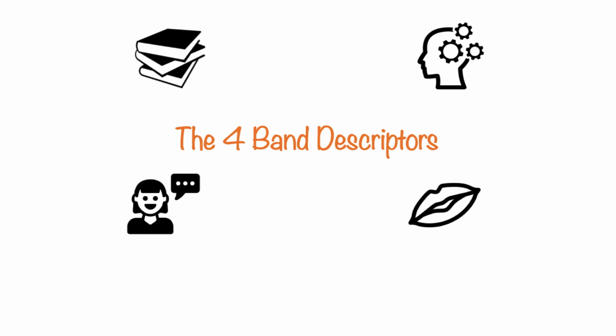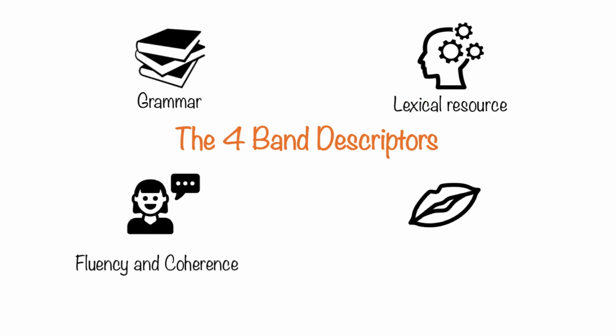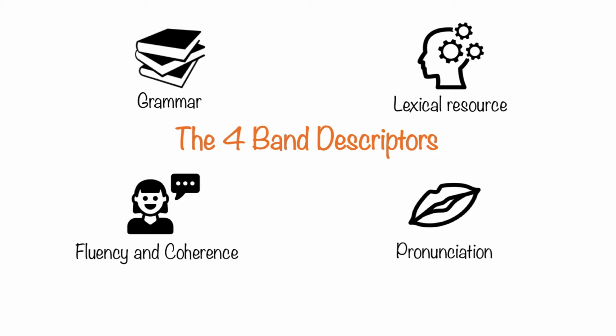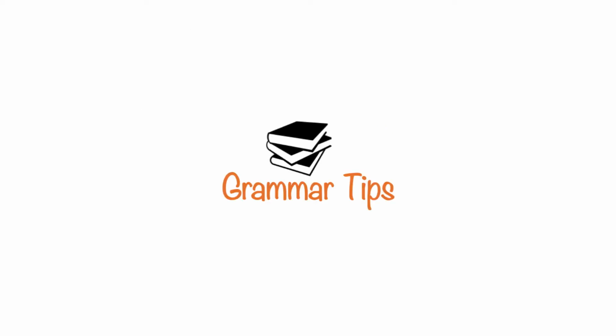In the speaking part of the exam, the examiner will give you a score from 1 to 9 in 4 areas. These are grammar, lexical resource or vocabulary, fluency and coherence, and pronunciation. Many students fail to understand the band descriptors and as a result get a lower score than they expected. Okay, let's take a look at some tips to get a high score for grammar.